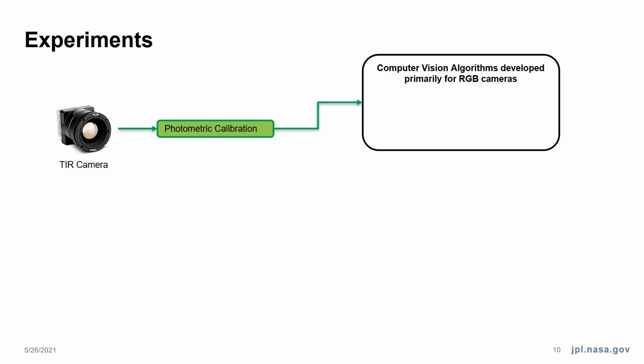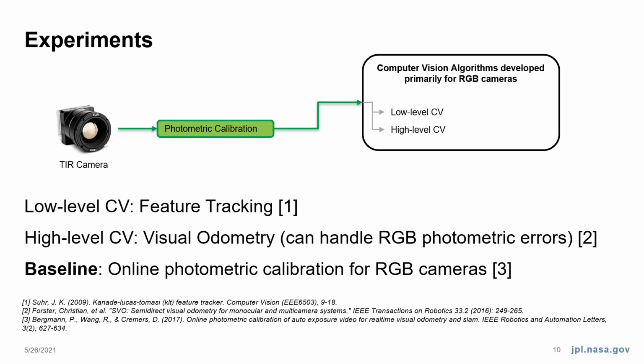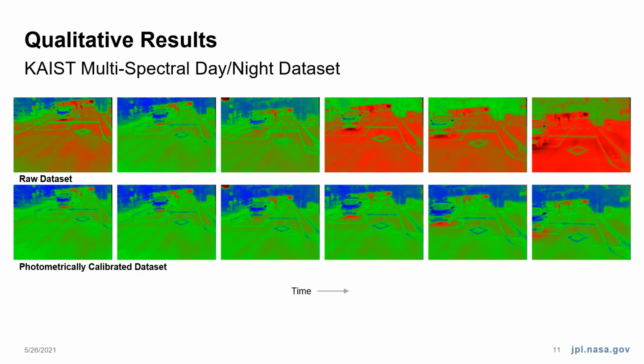Going back to our previous diagram, we want to evaluate the impact of our work across a wide variety of CV applications. We therefore evaluate against both low-level and high-level vision algorithms. Low-level vision tasks such as feature tracking can also be categorized into three major groups, namely direct, semi-direct, and indirect. We use only the first two, the direct methods and the semi-direct methods, as they rely heavily on the photometric assumption. As cited earlier, the closest related work is an algorithm developed for RGB camera, which we also use as our baseline. Here is a qualitative result showing frames over time.